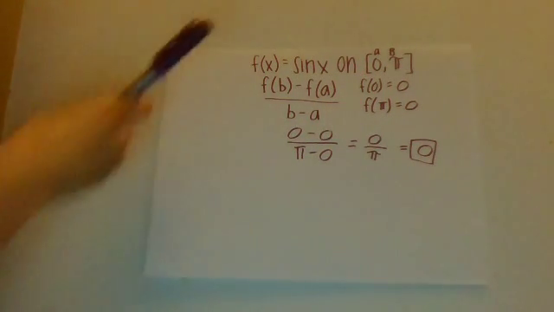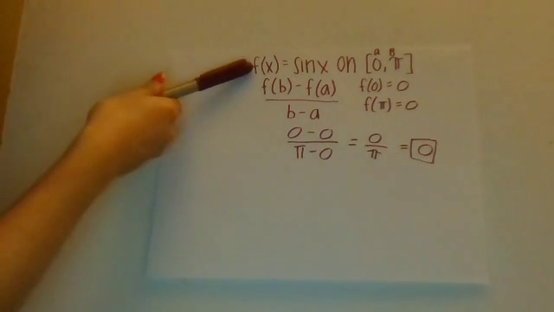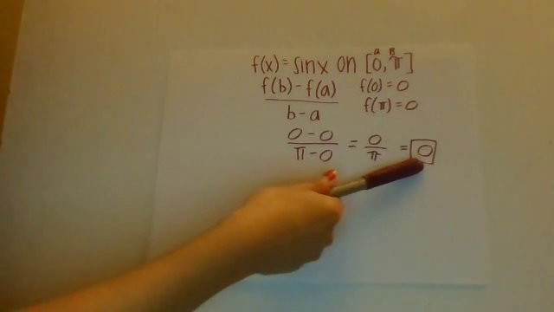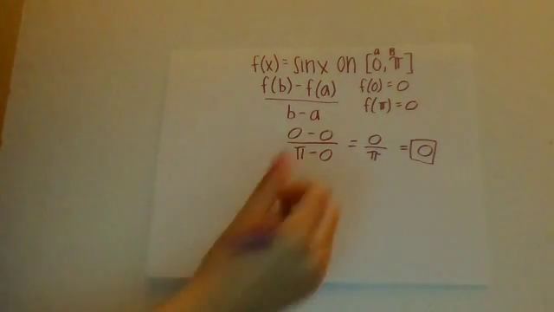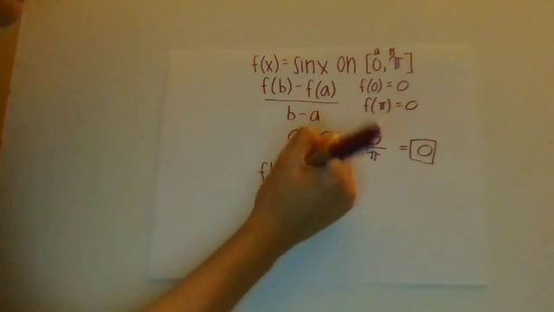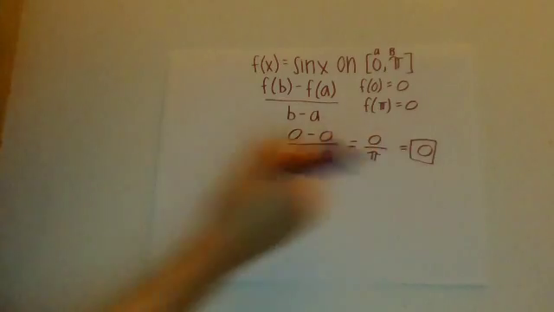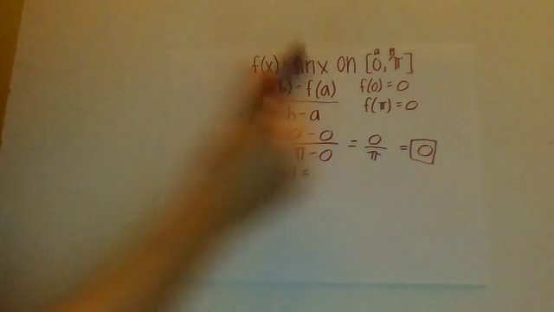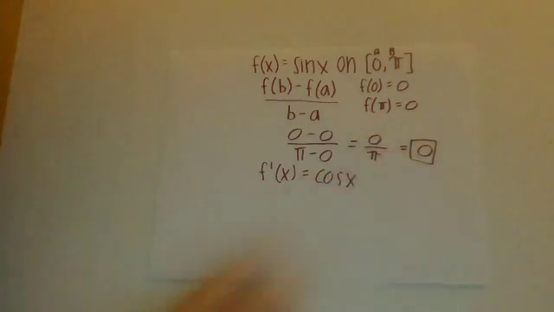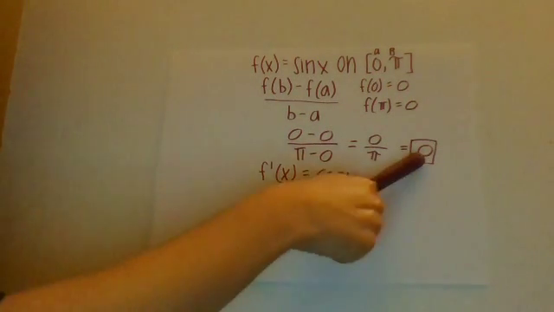Now you have to find the derivative of your original equation and set that equal to 0. So you should get f prime of x equals derivative of sine x is just cos x. And now you set cosine of x equal to 0.